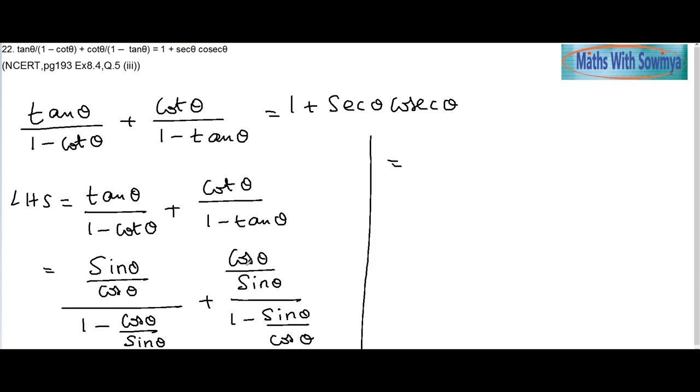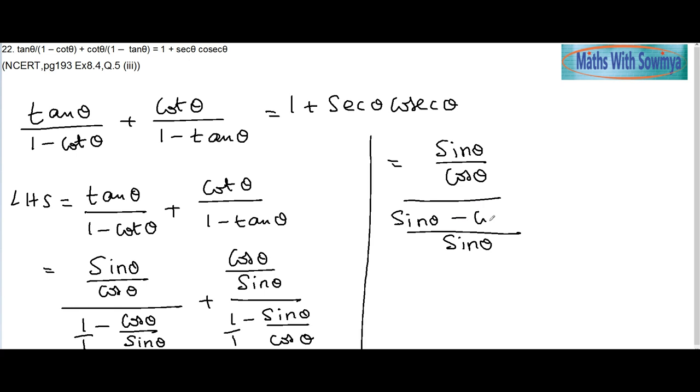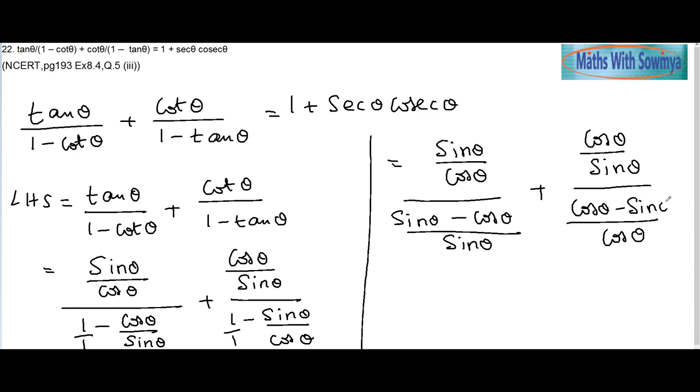Now, this one, numerator, I keep as it is. Denominator, let us take the LCM. Nothing is there, 1 will be there. Take sin theta as the LCM. Now, here 1 into sin theta, you will get sin theta minus cos theta, plus this is cos theta by sin theta divided by cos theta is the LCM. So, cos theta minus sin theta.